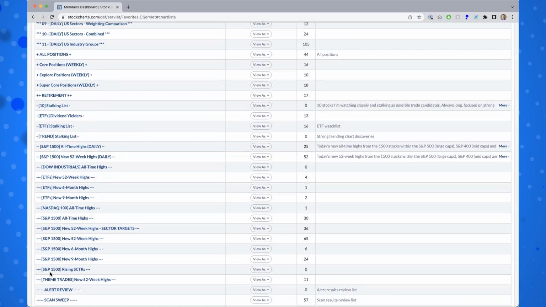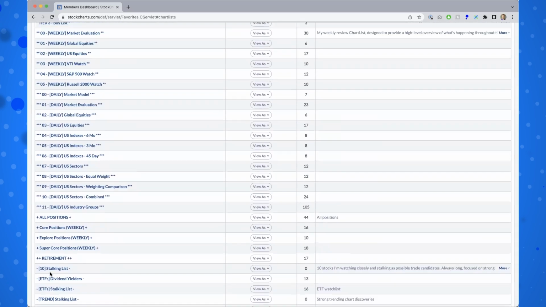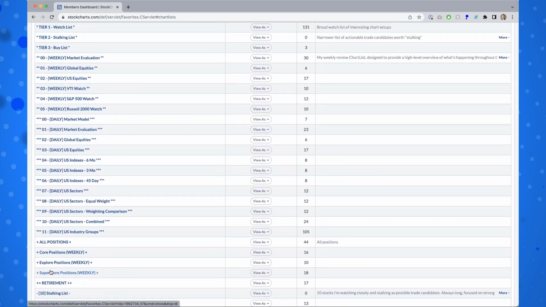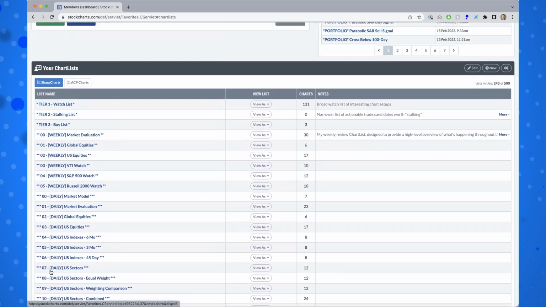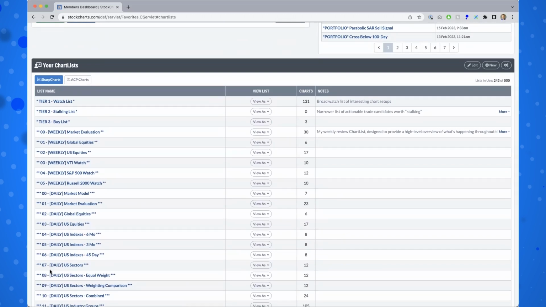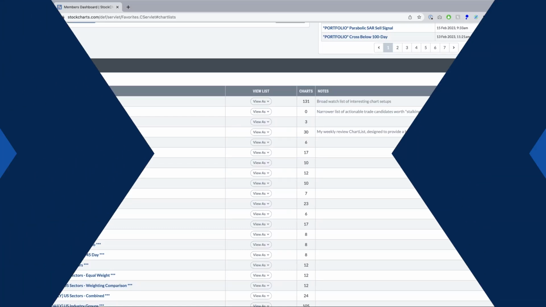So hopefully that's given you a sense of how you can organize your chart lists. Again, symbols, numbers, or a combination of the two gives you a lot of control over your chart list, lets you organize them and build your process right into StockCharts. So that is how I organize my chart lists on StockCharts.com.